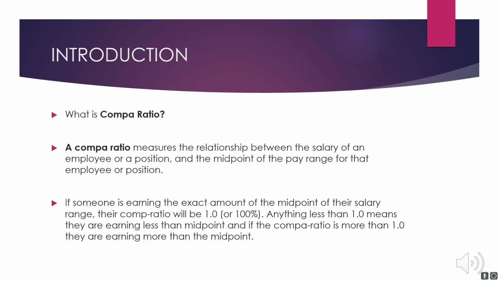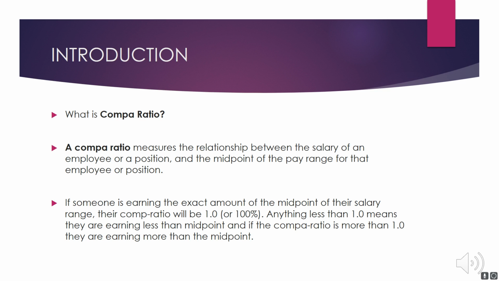A Compa ratio measures the relationship between the salary of an employee and the midpoint of the pay range for that specific employee's position. So if somebody is earning the exact amount of the midpoint of their salary range, their Compa ratio would be a 1.0 or 100%. Anything less than 1 means that they're earning less than the midpoint. Anything more than 1 means that they're earning more than the midpoint.